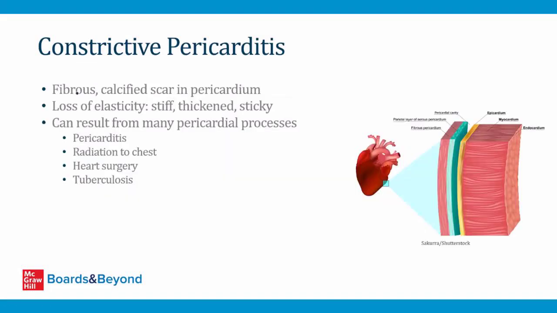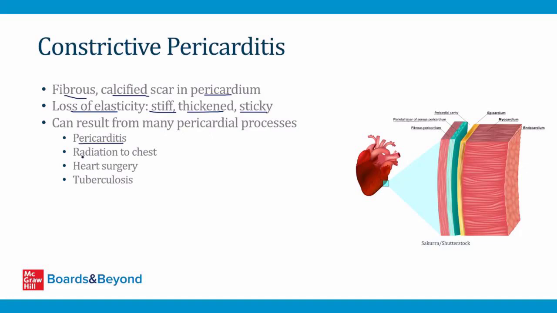So as I said, in constrictive pericarditis, fibrous calcified scar tissue forms in the pericardium. This causes a loss of elasticity. The pericardium becomes stiff and thickened and sticky, and this can result from many pericardial processes. So this can occur in patients who have recurrent pericarditis.